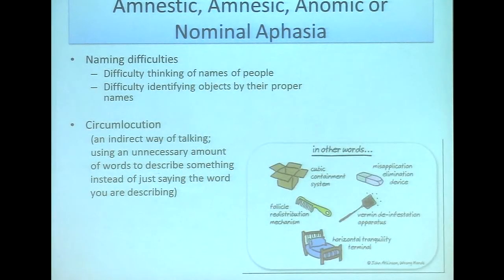And I found this little illustration which I thought was really cute because it explains it quite nicely. You've got a box and the person calls it a cubic containment system. Or you have an eraser and they call it a misapplication elimination device. Or you have a comb and they call it a follicle redistribution mechanism. And a swatter is a vermin de-infestation apparatus. And then your bed is your horizontal tranquility terminal. Yes.